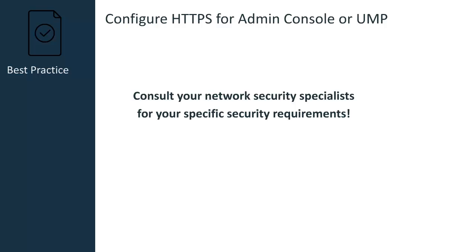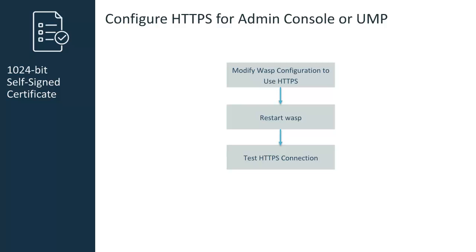The steps that you use to implement HTTPS vary depending on the type of certificate you are using. The simplest way to enable HTTPS is to use the 1024-bit self-signed certificate. This certificate is generated automatically after you modify the WASC configuration to use HTTPS. I will show you how to create this certificate. Be aware that I am running a very small environment for demonstration purposes, so you will only see this process performed once to configure HTTPS for Admin Console and UMP.